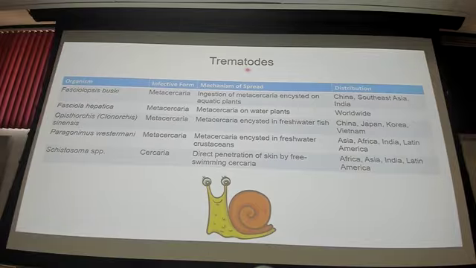Trematodes, the one commonality with flukes is that they all require snails as intermediate hosts. It's very, very important. Distribution for most is in different places, not so much in the United States, although we do have some trematode infections here.